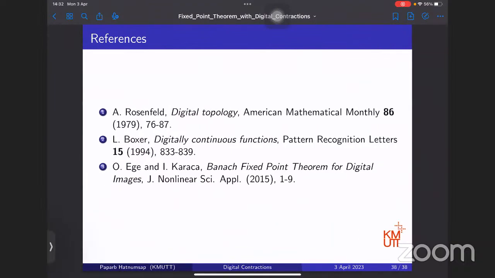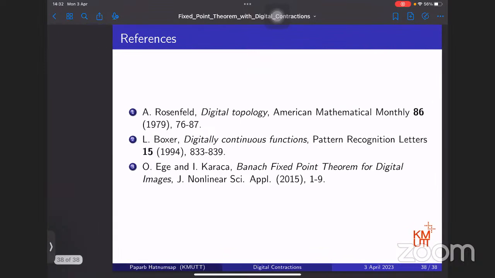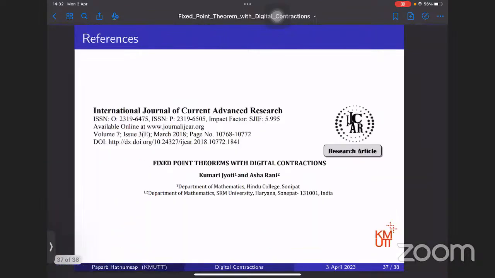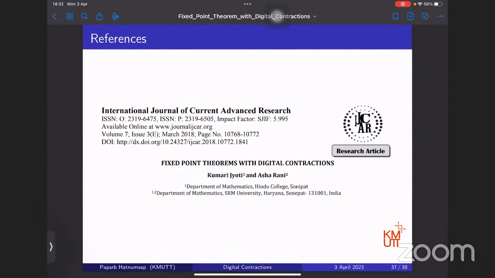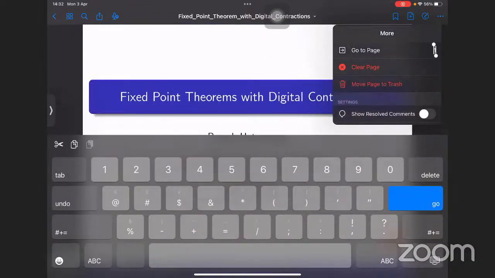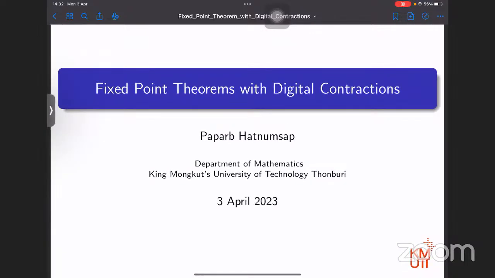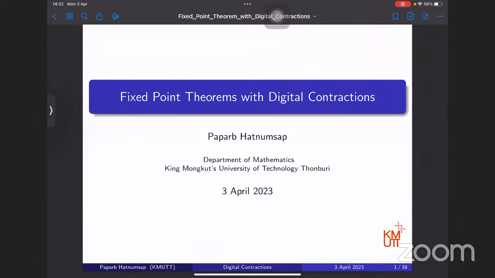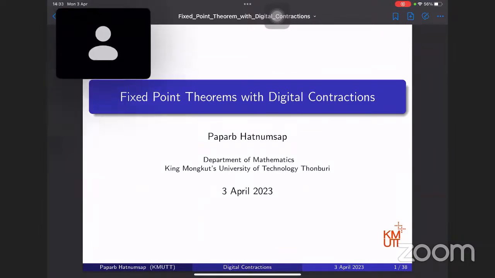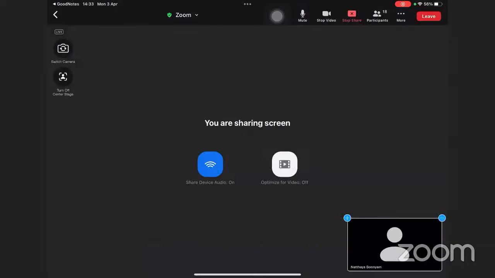Does anyone have any questions or suggestions for him? Okay, if there are no questions, please turn on your camera for taking a picture.